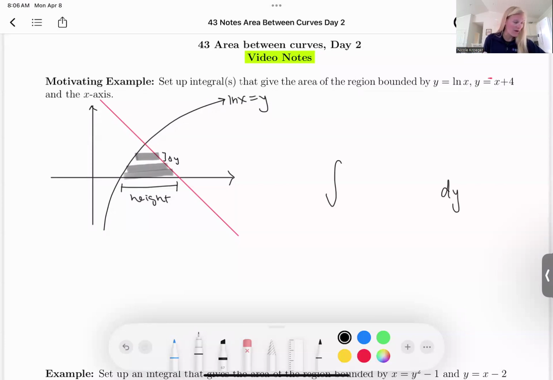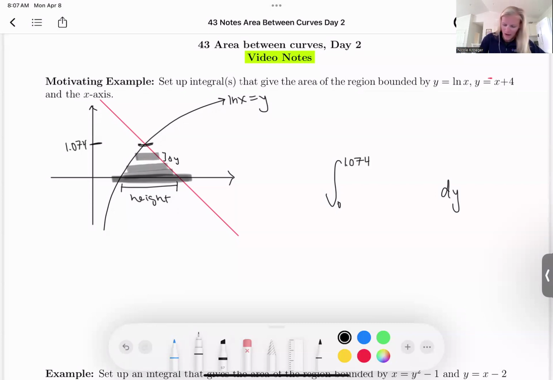I need y values for my bounds. So my bottom y value will be 0. And my top y value will be whatever y value we get here. You can look at Desmos or some other graphing function and find that that y value is 1.074.